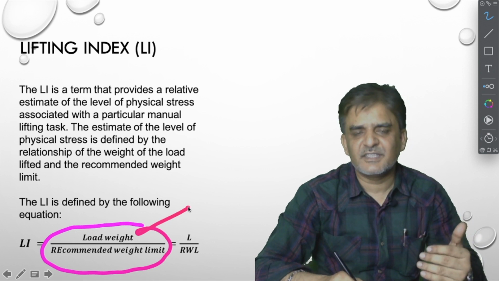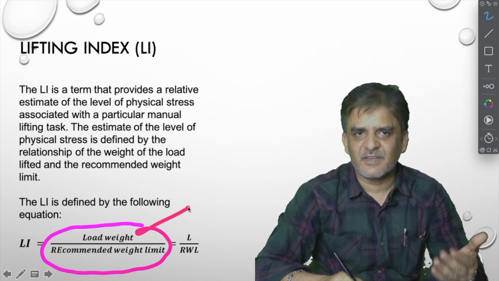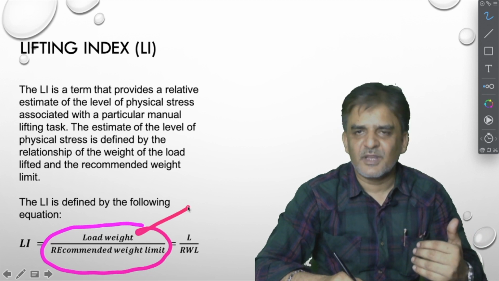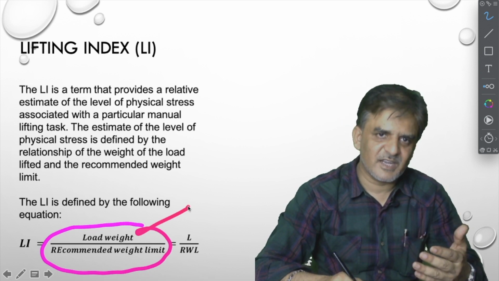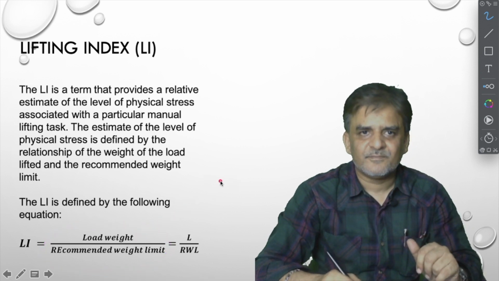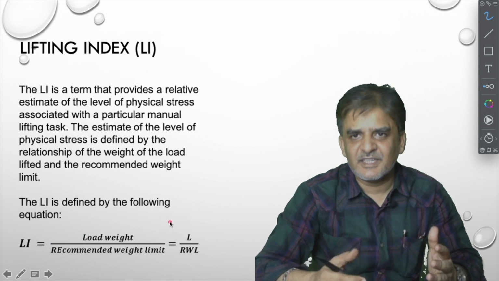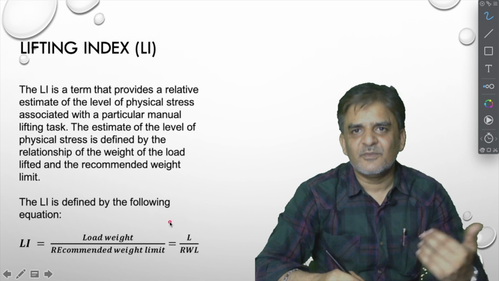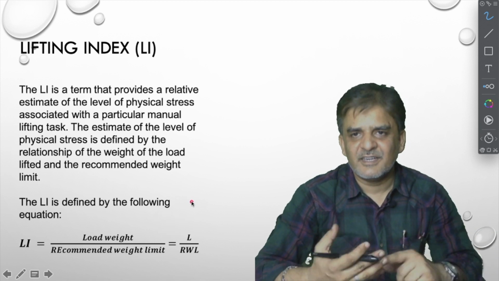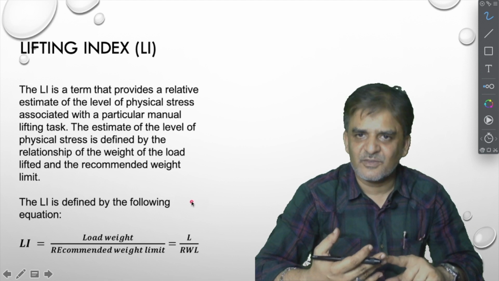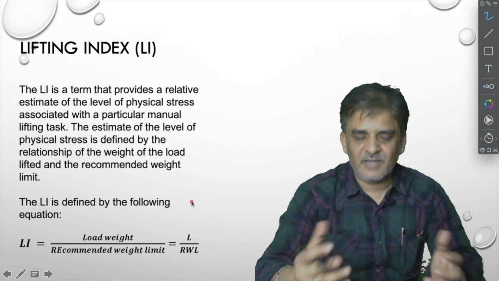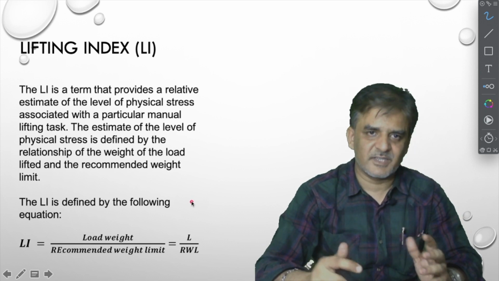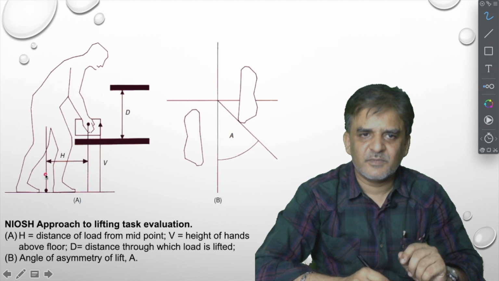So if lifting index is more than 1, we are at a risk. If lifting index is less than 1, we are not at a risk. So that lifting index we can calculate and see the level of the risk involved in here. And if risk involved is more, we have to reduce one of the variables. Either it is the height of the destination, height of the origin, or the distance to be moved, type of coupling, asymmetry, etc. This is horizontal distance from the center line to the center line of the load.